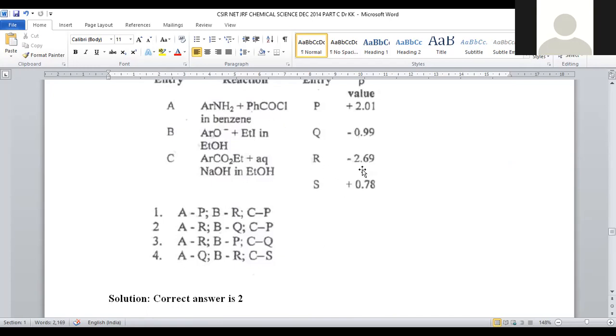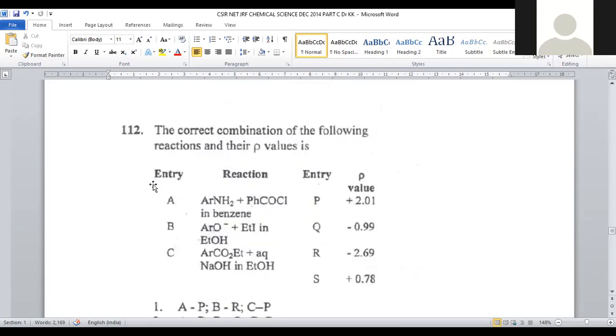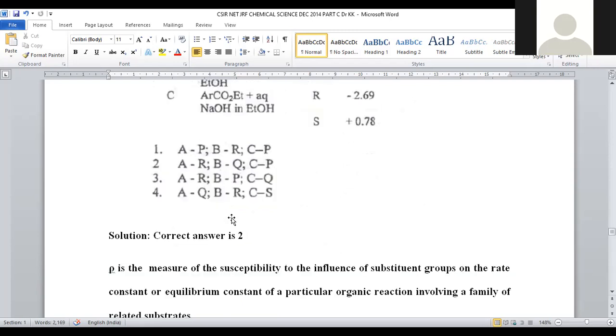So aniline with benzoyl chloride has -2.69, A with R, provided in option number 2 and 3. These are the probabilities, the second and third options. And phenoxide treated with ethyl iodide, its value will be -0.99. It is a kind of electrophilic addition to the center, so that -0.99 will be provided only in option number 2. And the third one, ester hydrolysis under alkaline conditions, has a positive rho value, that is C with P, available in option number 2 only. So A with R, B with Q, C with P, all are available only in option number 2. For question number 112, option number 2 will be the right answer.